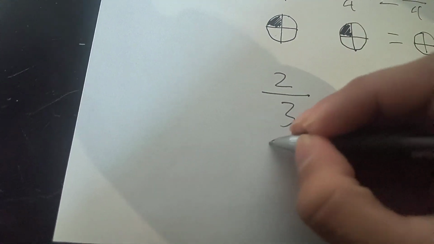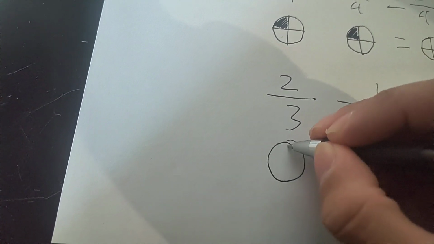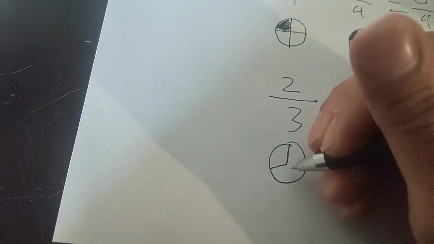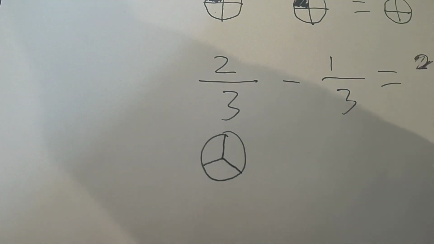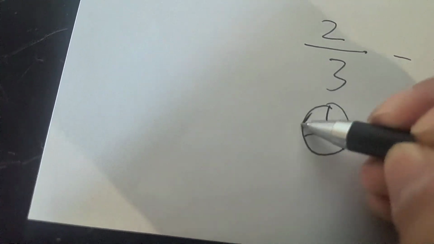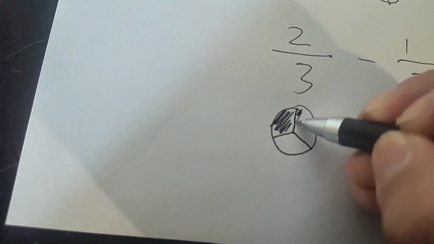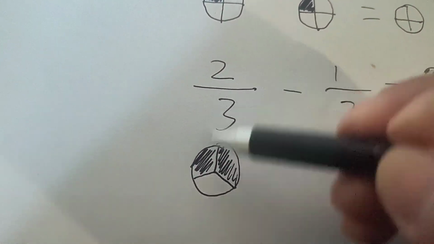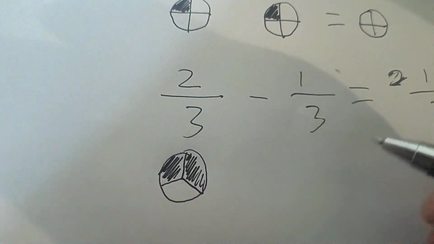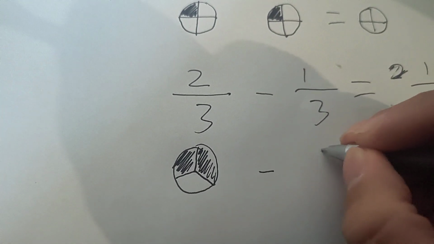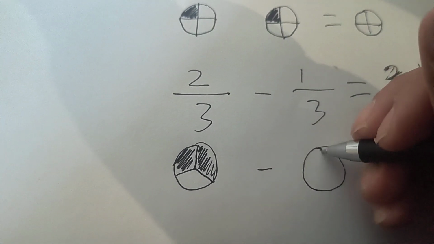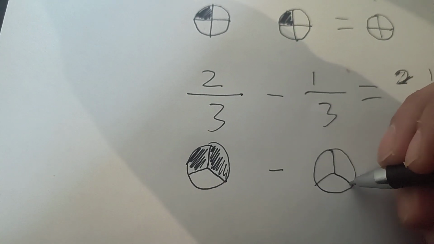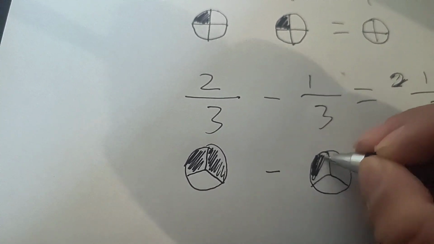And if we were to use a circle to visualize this, we have a circle here, and we have 2 of them colored in. 2 out of 3 of them colored in. That's what this fraction represents. This fraction represents these 2 pieces that are colored in. And we subtract 1 that is colored in.